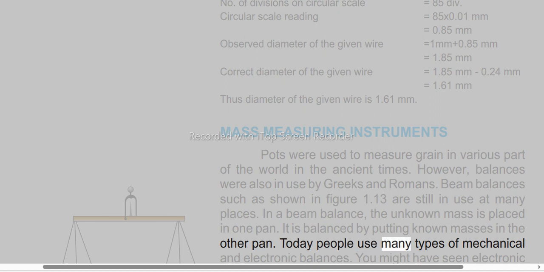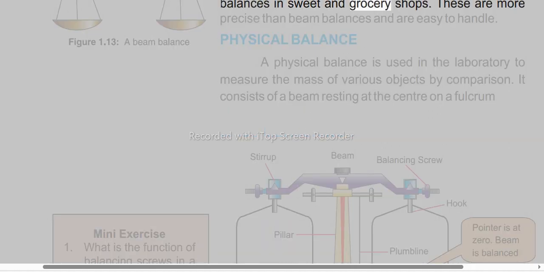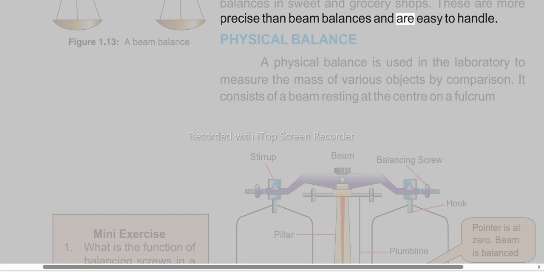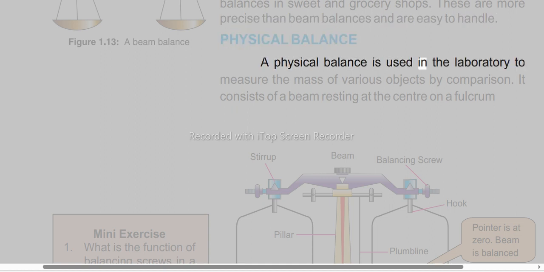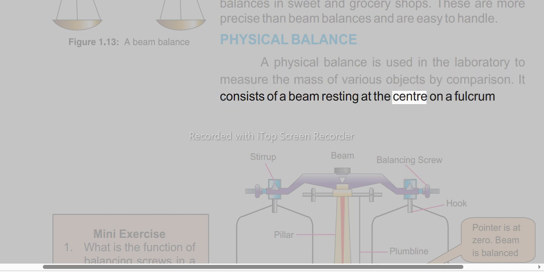Today people use many types of mechanical and electronic balances. You might have seen electronic balances in sweet and grocery shops. These are more precise than beam balances and are easy to handle. Physical balance: a physical balance is used in the laboratory to measure the mass of various objects by comparison. It consists of a beam resting at the center on a fulcrum.